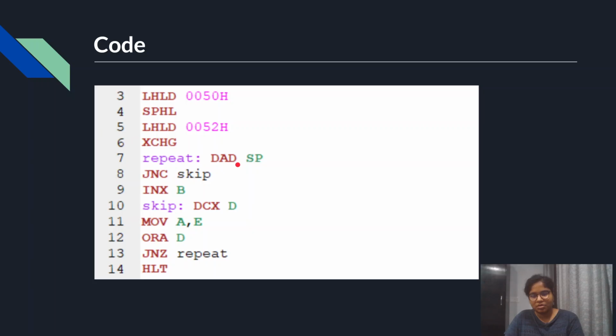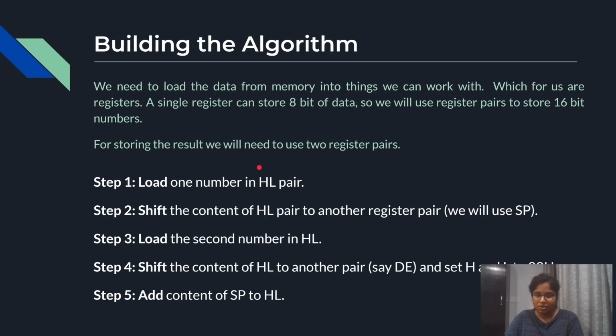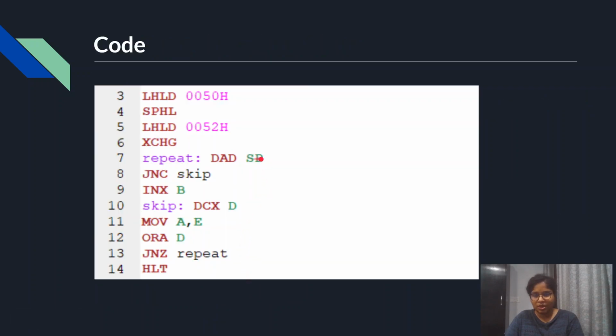DAD is a command that will add the value of the SP pair to the HL pair. Remember step 5 of the algorithm, that was to add the content of SP to HL. That is what we're doing in line 7 of the program. JNC is a conditional jump command, and skip is the label that signifies where the jump will happen if the condition for the jump is fulfilled. JNC means jump if not carry. That means a jump will be executed if there is no carry generated from the previous addition operation.